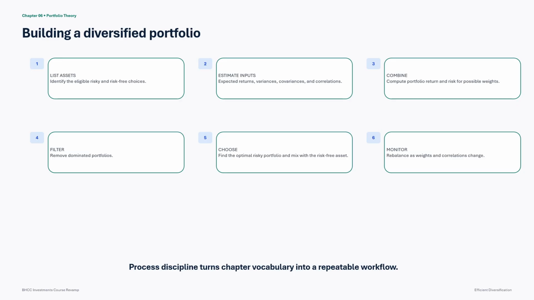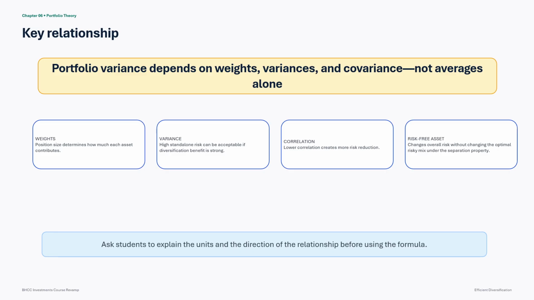An optimizer is a very obedient intern. It will implement whatever assumptions we provide, including absurd ones, with impressive precision. Process discipline means testing the inputs, constraining the result, and asking whether the output makes economic sense before money is committed. The key relationship in this chapter is that portfolio variance depends on weights, individual variances, and covariance. It is not simply the average of 2 standalone volatilities. The math is not that polite.